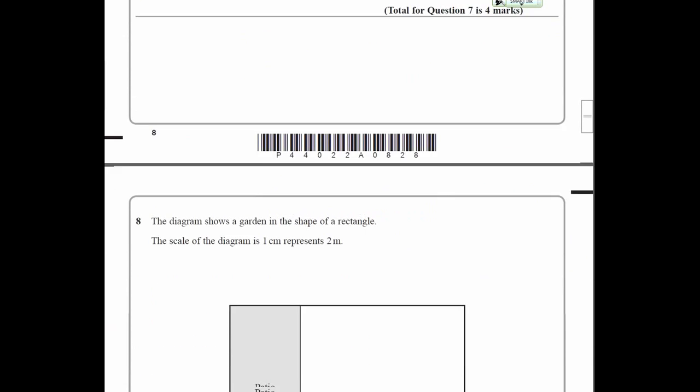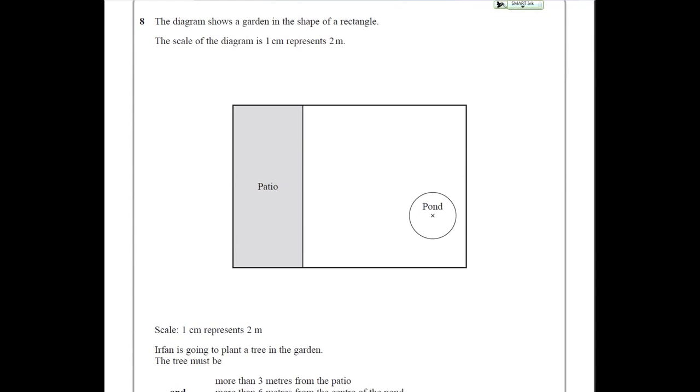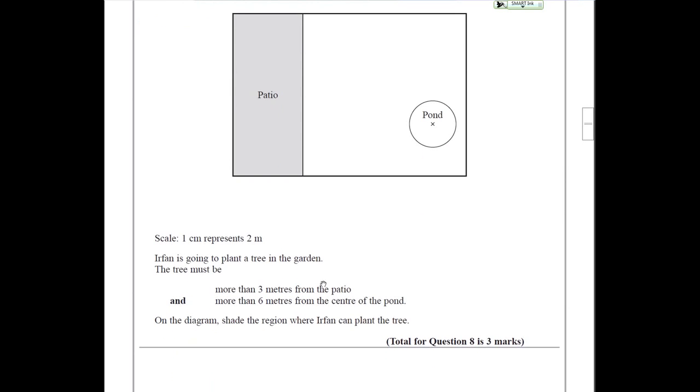Okay, question 8. So we've got a diagram showing a garden in the shape of a rectangle. We've got the scale of the diagram as 1 centimetre represents 2 meters. That information is so important, it has told you that information twice. So let's write it down one more time. 2 meters, 1 centimetre.